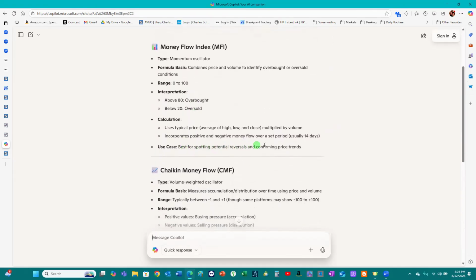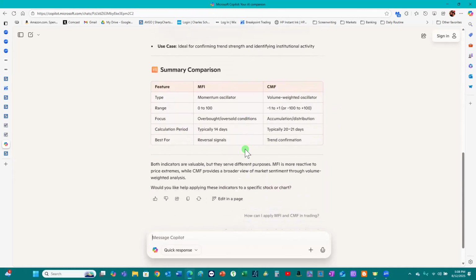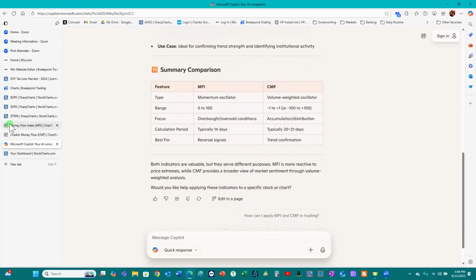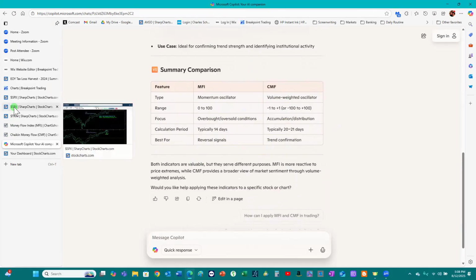Where up here, it's best for spotting reversals and confirming price trends. I like to think of this as reversion to the mean. So here's a comparison between the two oscillators and what the bounds are, reversal signals and trend confirmation. So that's what they're used for. All right, let me show you how I use them in my charts.